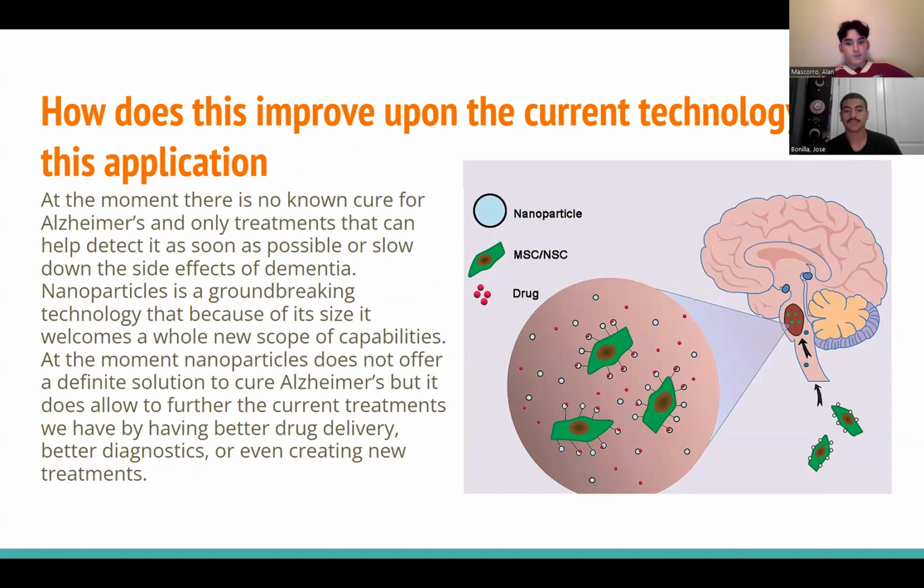So this improves upon the current technology for this application. As we said in the last three slides, nanoparticles are not an exact cure for Alzheimer's. They will only help advance what we have already. For example, when Alzheimer's is developing, with the new technology like gold and silver, we can help slow it down even more. We can also create new treatments, and it can reach new places. And because of how small it is, it can slow it down even more, like I previously said.